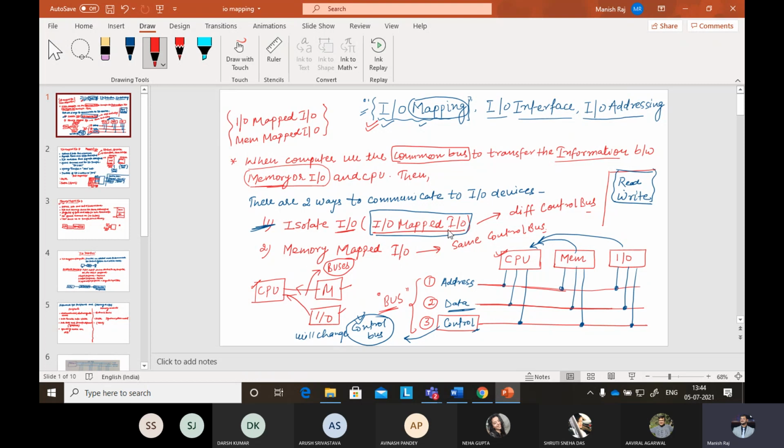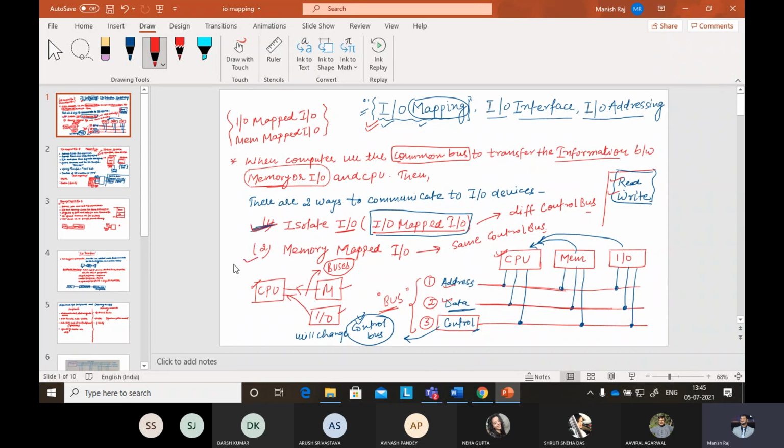In the IO mapped IO, what is happening? The control buses are isolated. The address bus and the data bus will be the same for the memory and for the IO devices, but only the control buses will change. According to the operation of read and write, the control bus takes individually IO devices read or write, or memory read or write. According to that, you can plan this type of situation.